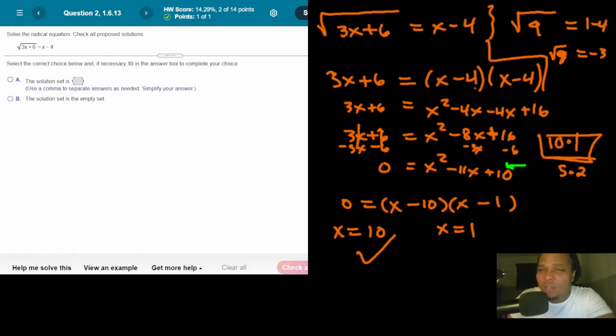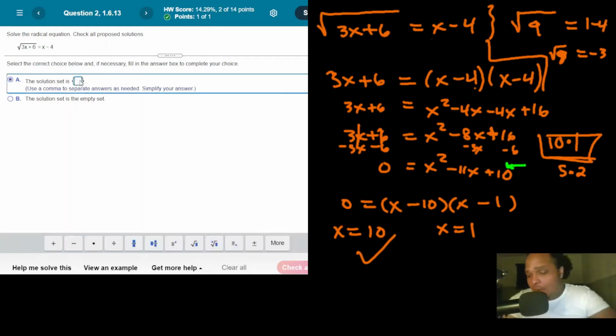A radical would never be equal to a negative number. So it's 10 and 10 only. So that's our answer today.